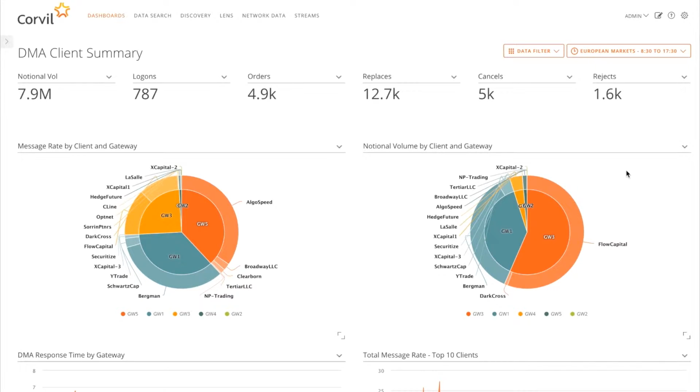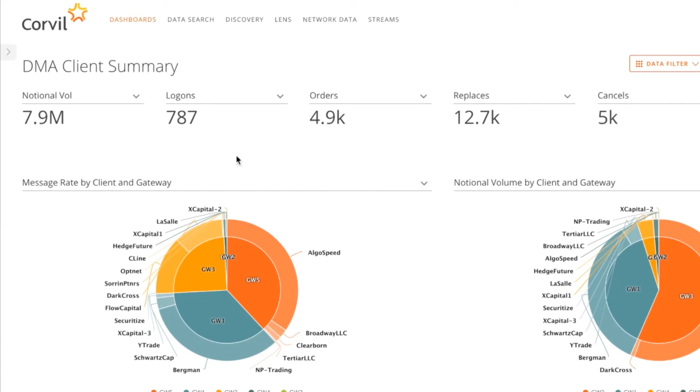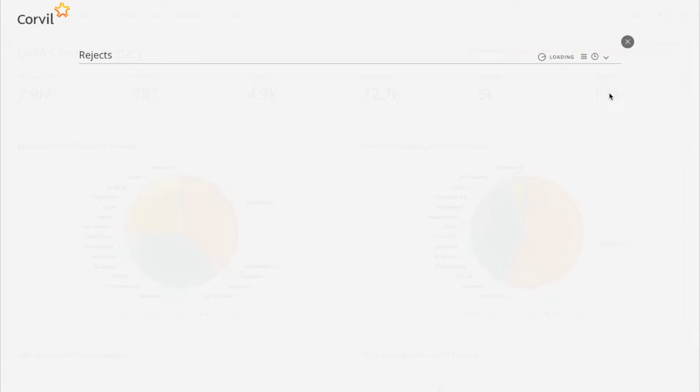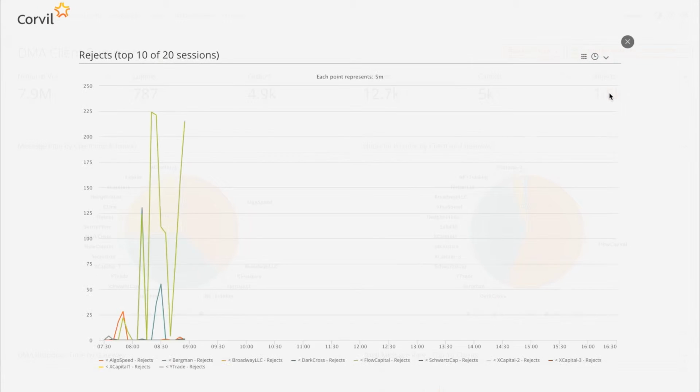The numbers at the top as well, we're seeing some high-level numbers. Quite a few people have logged in so far this morning. The notional volume traded is 7.9 million. We can also see things like rejects as well, and all these numbers are interactive, so I can just click on here and we can see who has experienced rejects this morning. Okay, so these guys in green, Flow Capital, looks like they may have had some issues this morning, so it could be worth putting a call into them.